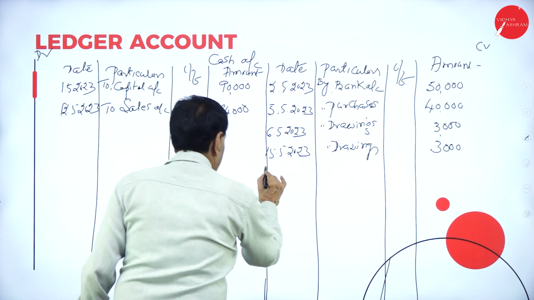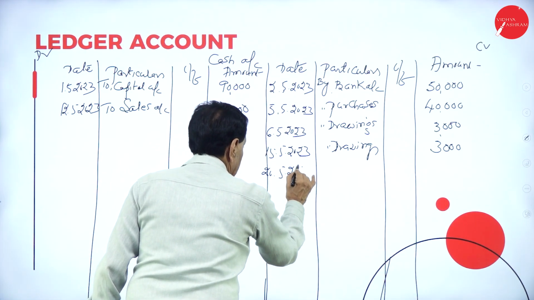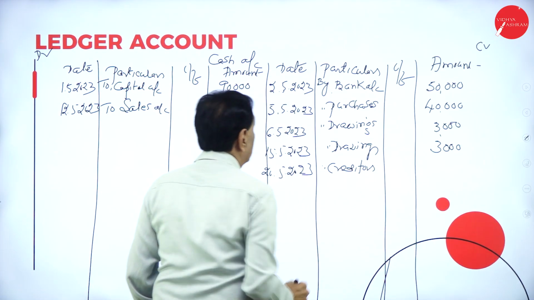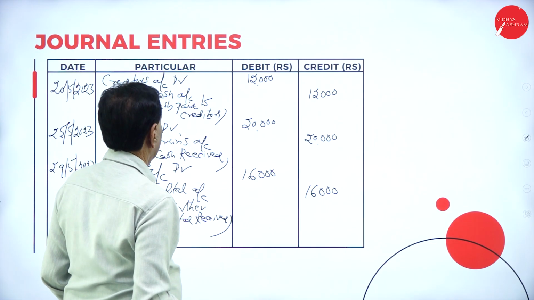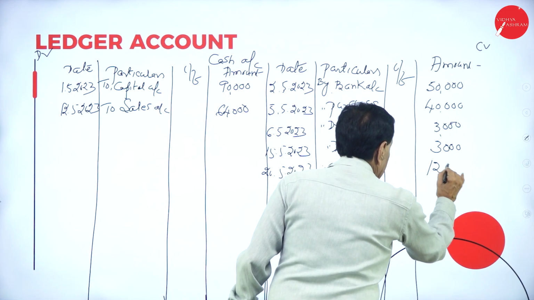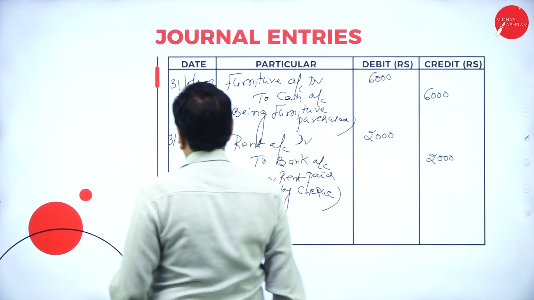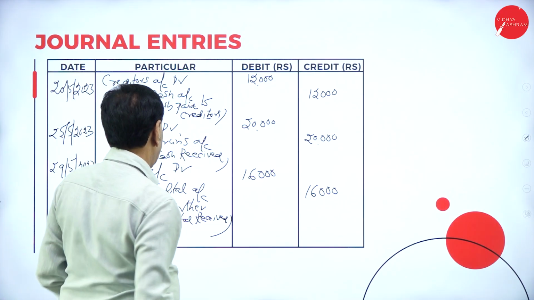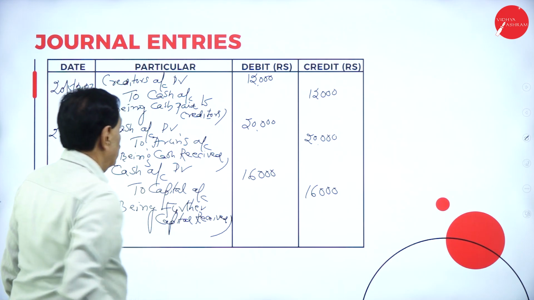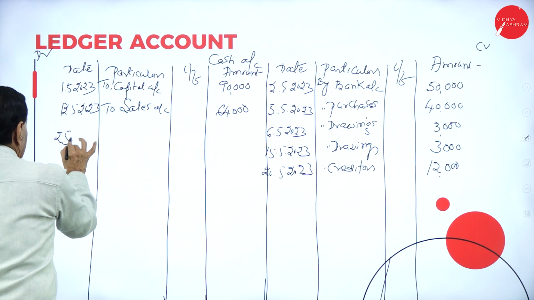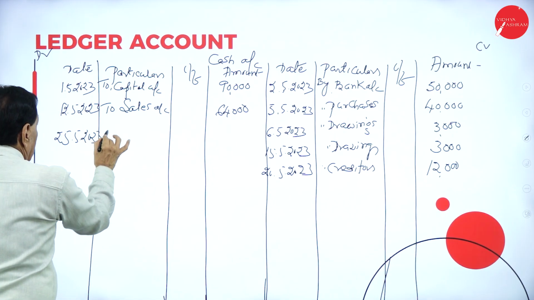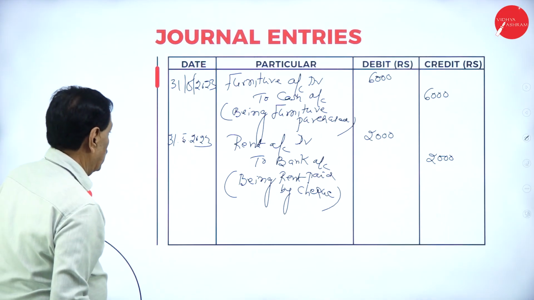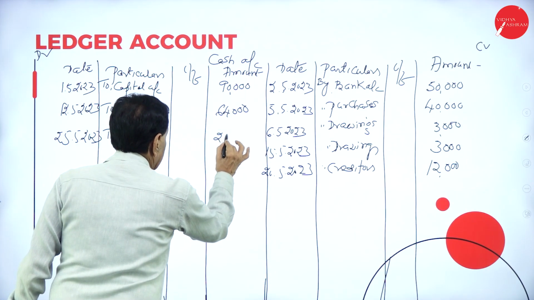20th, we pay to creditors, by creditors. We have paid. How much money paid? 12,000. Paid to creditor. 20th over. Cash account debit to Arun account. We received how much money? Cash receipt, 20,000. On which date? 25th, to Arun account. How much did you receive from Arun? 20,000.